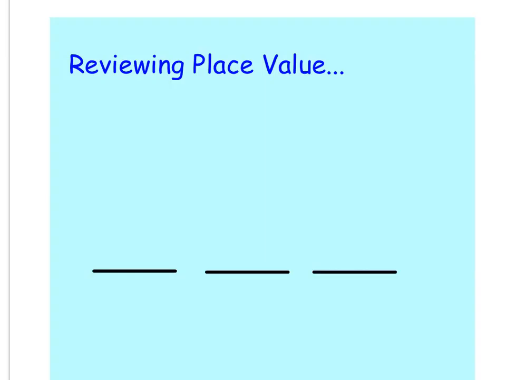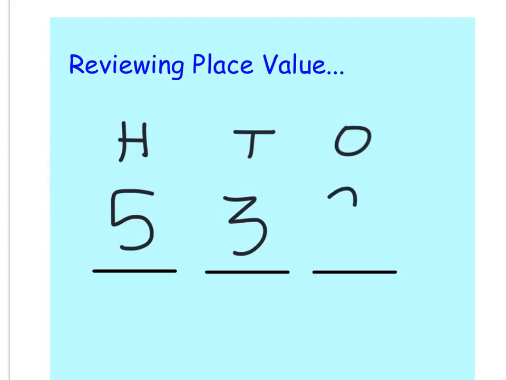3 places, remember, ones, tens, and hundreds. If I were to ask you to write a number that has a 5 in the hundreds place, a 3 in the tens place, and a 2 in the ones place, what would you write? You should write the number 532.